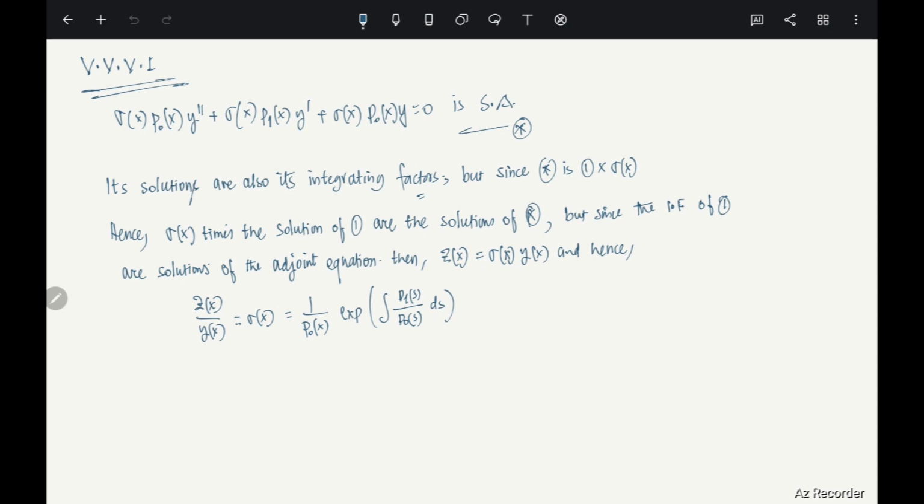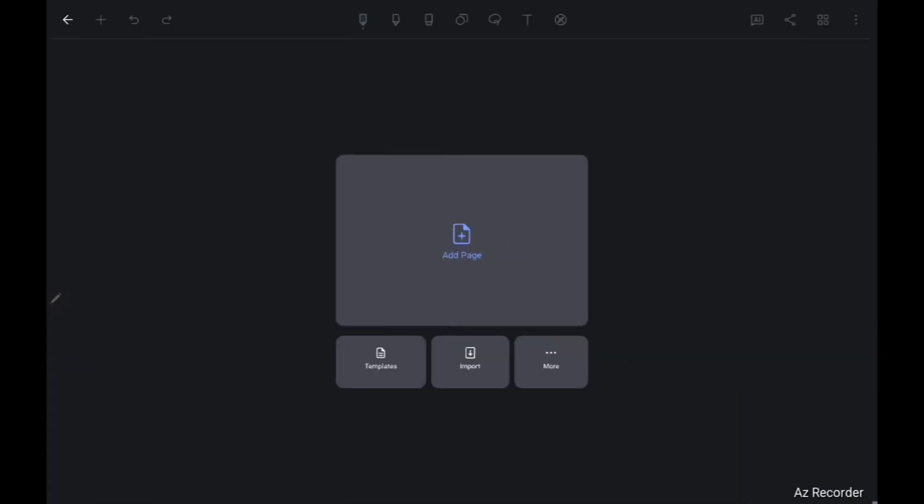So this is basically the expression which we need. I just wanted to reduce this part, that z of x can be written as sigma x times y of x, where sigma x is given by this. That's the important part. Why it is important, let me do this with an example, and then we are going to finish this video. This makes our life very easy.